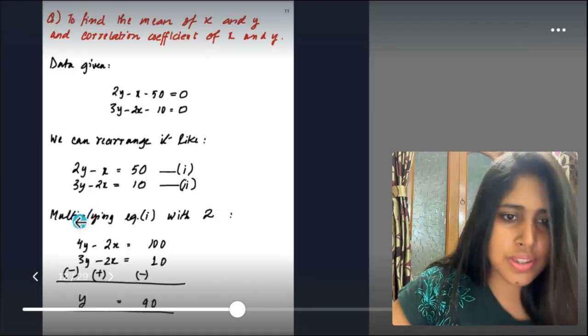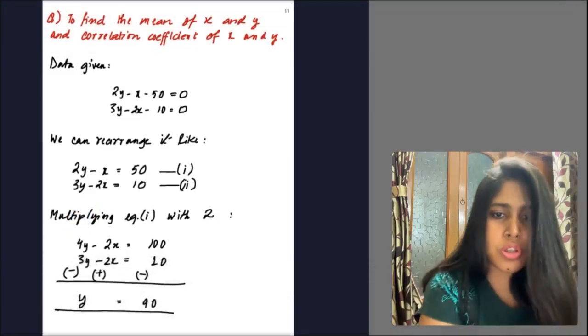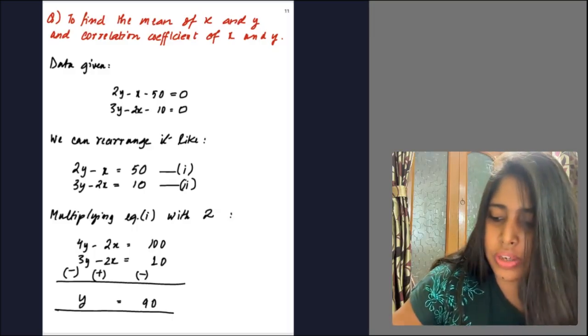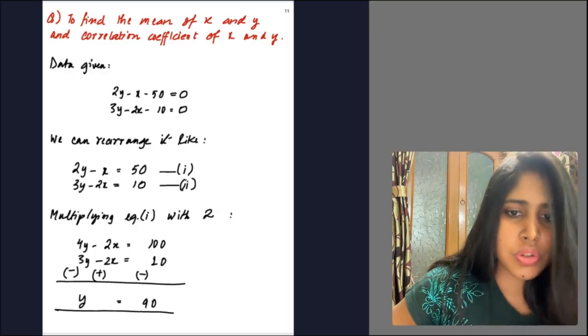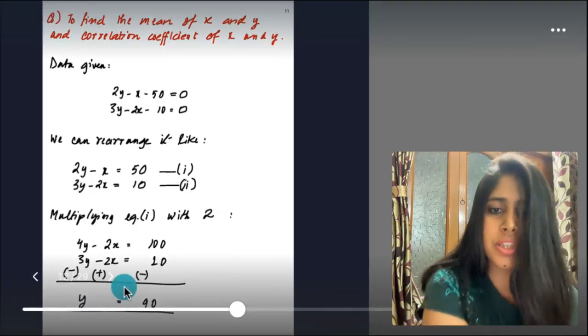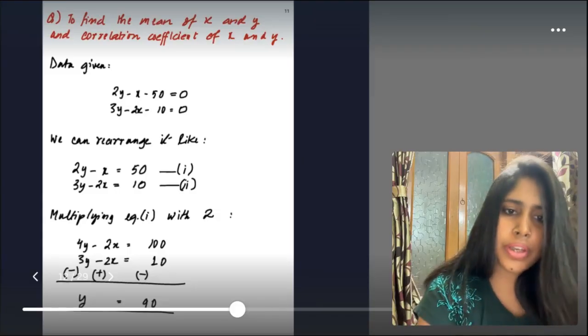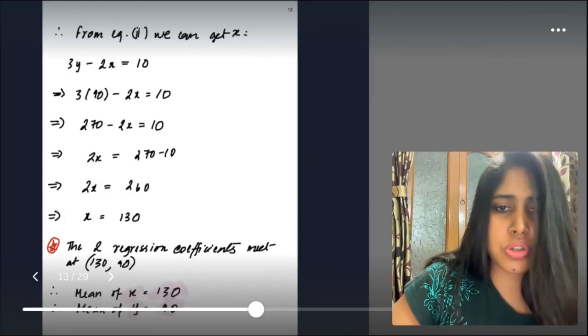We used to do this in our school also. So this is a very easy thing. Now we need to find the value of y from here. So 4y minus 2x is equals to 100, 3y minus 2x is equals to 10. And from here we get the value of y, which is equals to 90.